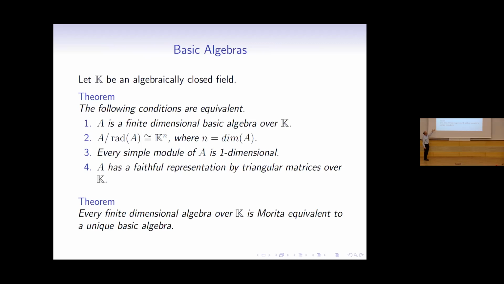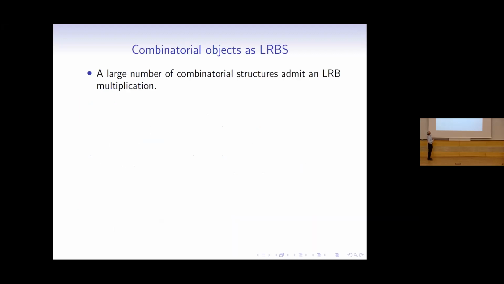And why is basic algebra important? Every algebra is Morita equivalent to a unique basic algebra. Morita equivalent means the categories of modules over the algebras are the same. Well, I might as well choose something easy to understand. So I can replace any algebra by a basic algebra. And here in the case of left regular bands, I have a really concrete version of what this associated basic algebra is. Well, the algebra itself is basic.